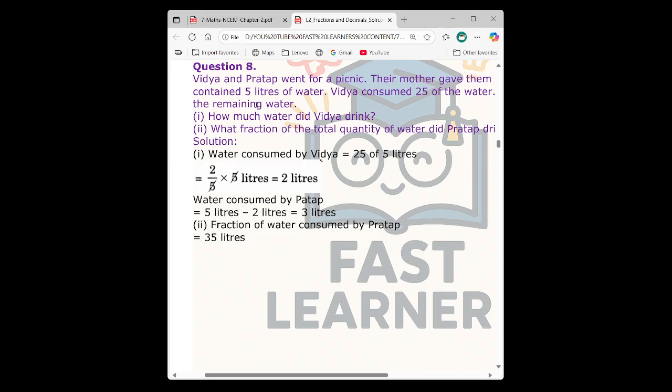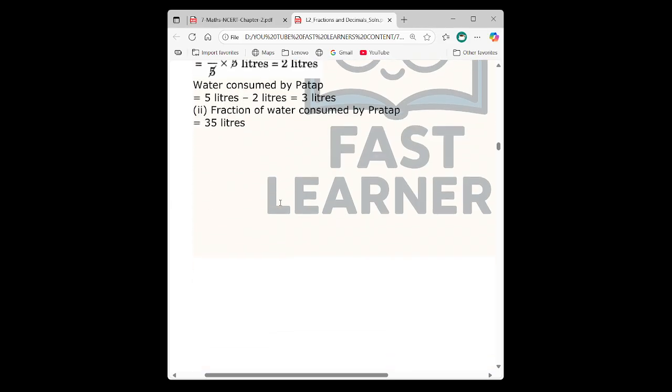And so there is some water remaining. So how much water did Vidya drink, and how much Pratap drank? So actually 2 out of 5 liters, 2/5 portion is out of 5 liters. It is 2 liters. It makes 2 liters, and 3 liters are remaining in the water bottle. So Pratap consumes 3 upon 5 liter water.